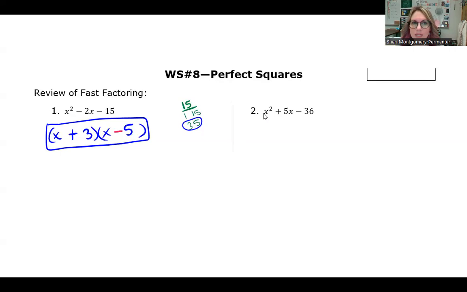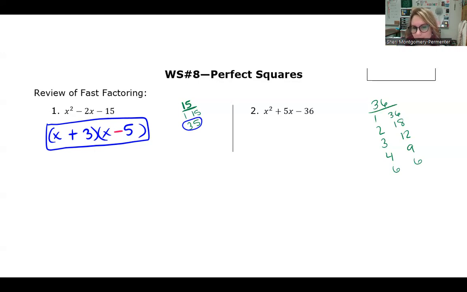For the second one, same thing. I have to figure out factors of 36 first. So factors of 36, I have 1 and 36, 2 and 18, 3 and 12, 4 and 9, 6 and 6. And I think that's it.